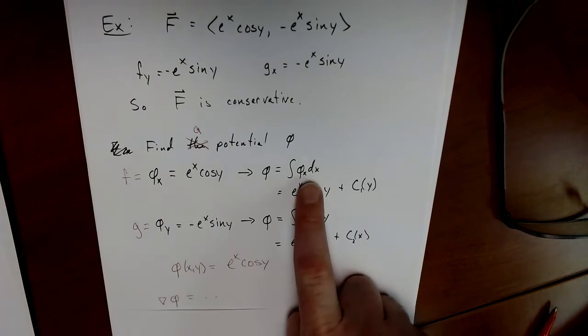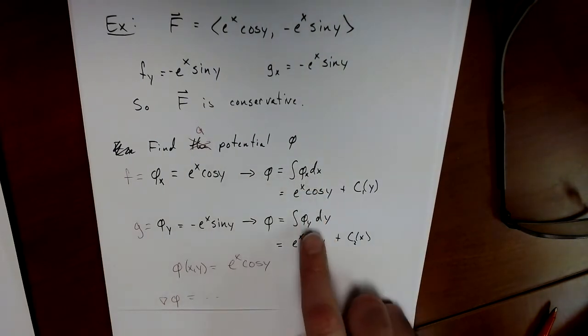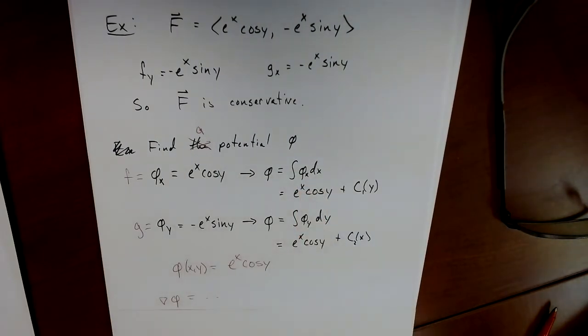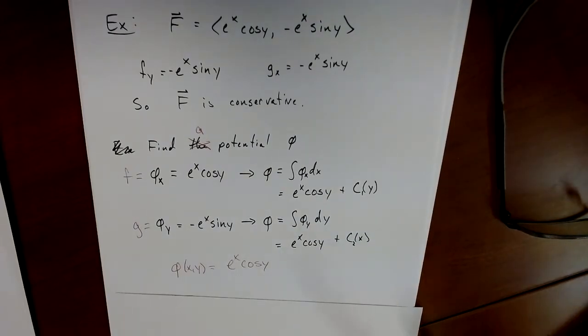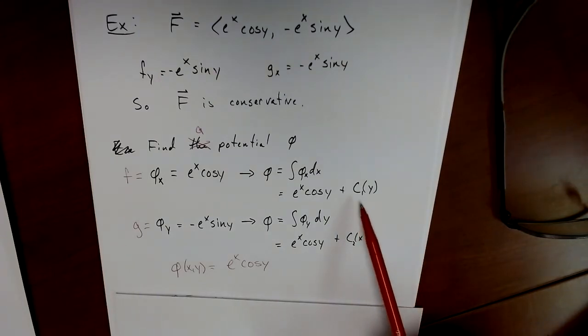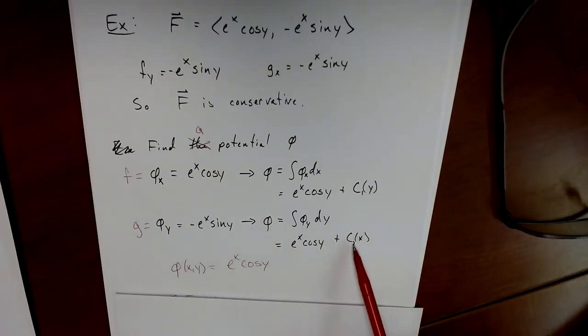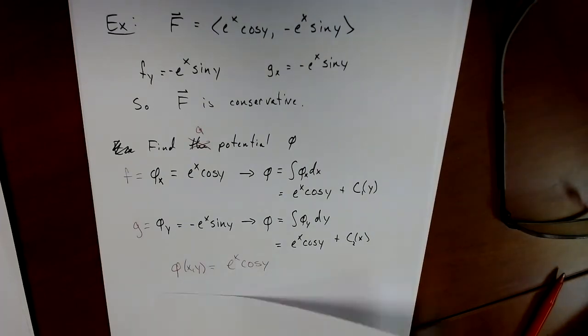These are technically partial antiderivatives, right? Because phi x and phi y are functions of more than one variable. So I think that's kind of nice. We had partial derivatives before, now we have partial antiderivatives. And the difference between a regular antiderivative and a partial antiderivative is that we don't just get a constant, we get an unknown function of the other variables.